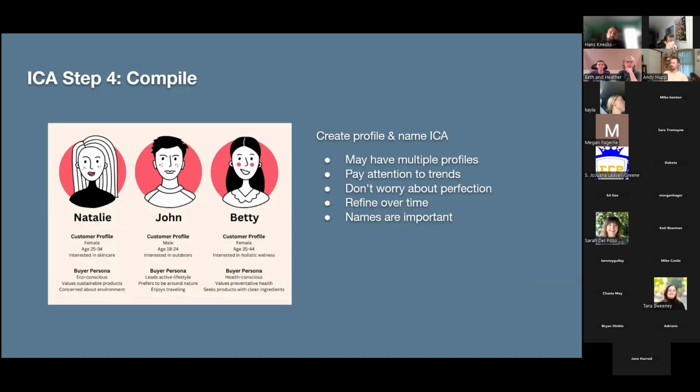And it's good to put not a real name, but a fake name, come up with a name for each ICA that you create in order to give that personification of that profile in your mind. So then when you go to market you're able to think directly, okay, I'm marketing to Betty. This is the person I'm trying to reach in this outreach.